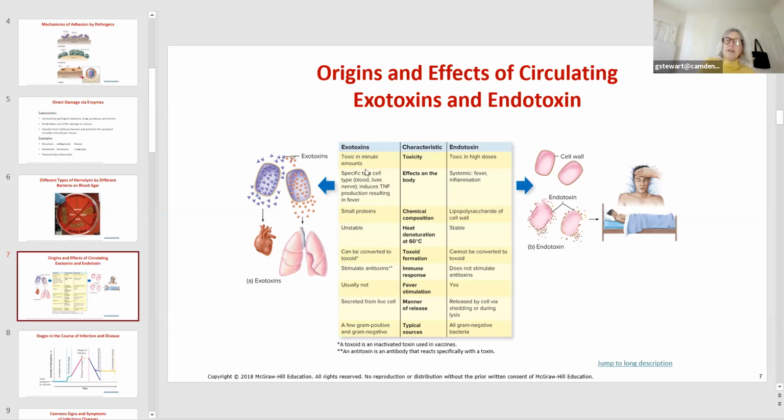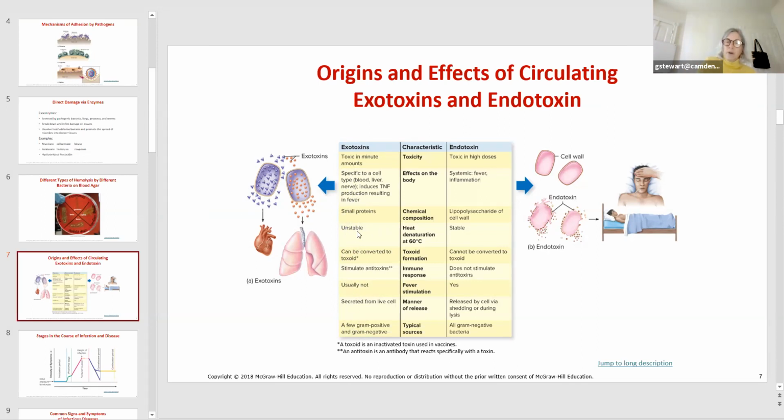Exotoxins in particular are released outside of the bacterial cell. Exo, they are released or secreted from the bacteria, and it's usually from a gram-positive bacteria. Very few gram-negative bacteria. These exotoxins are super specific though. They actually bind to very particular places inside the host, and they only need to be in small amounts, and they can cause death.